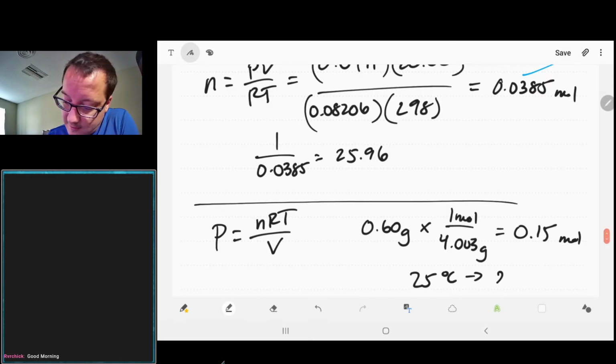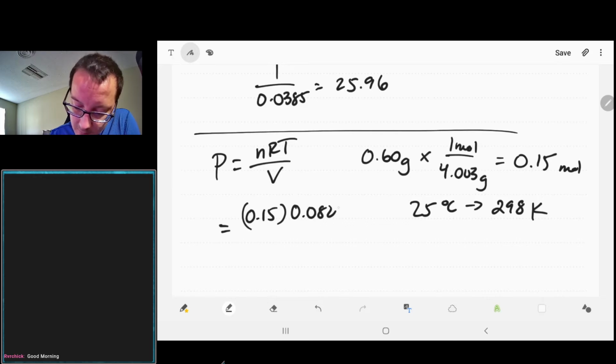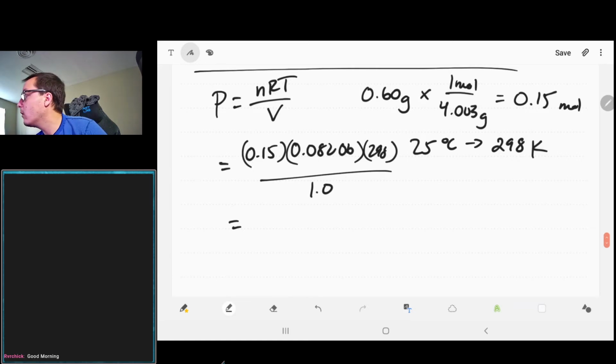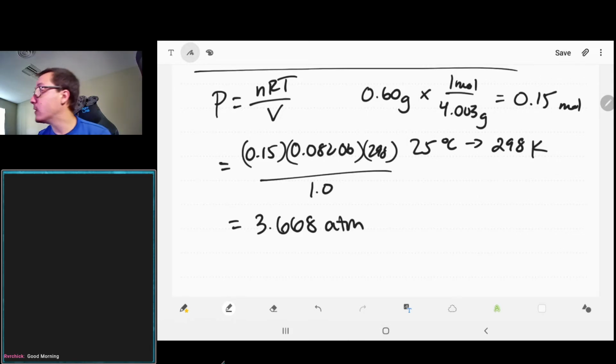Again, it's just getting things in the right units so that you can use your gas laws here. So n is 0.15, R is 0.08206, temperature 298, volume is 1. So 0.15 times 0.08206 times 298 divided by 1 gives you 3.668. It looks like this one does have units of atmospheres, and 3.7 is the answer. Just round 3.668 to 3.7, and there we have it.